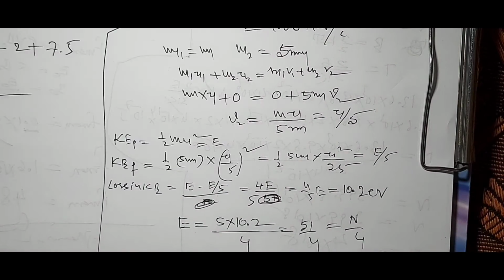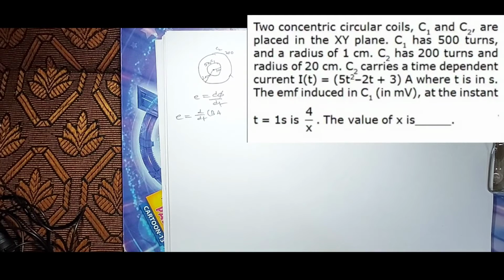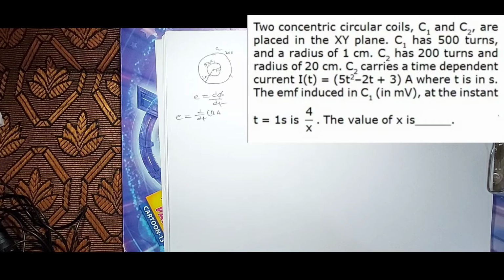Now let us discuss another problem. So, here what is that problem? Let us see. Two concentric circular coils C1 and C2 are placed in the xy plane.